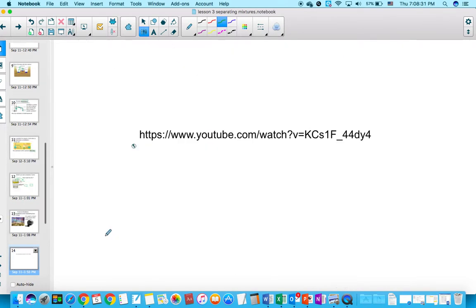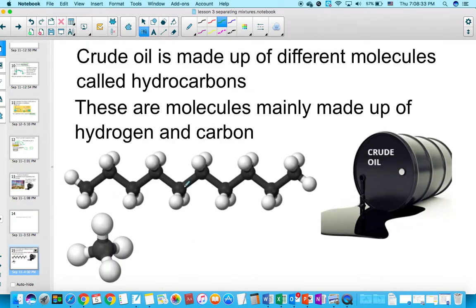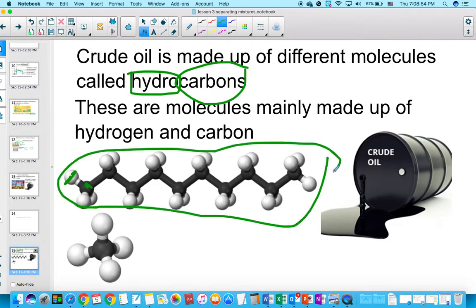With crude oil, well, crude oil is made up of different kinds of molecules called hydrocarbons. Hydro for hydrogen, carbon for, well, carbon. And in this example, you can see the black is carbon, the white is hydrogen, and there's a lot of them. And so crude oil is a mixture of complex compounds or molecules like this, as well as simple ones like this one, methane. Well, they're all jumbled together. They're all mixed in this black goo. How do I separate them?